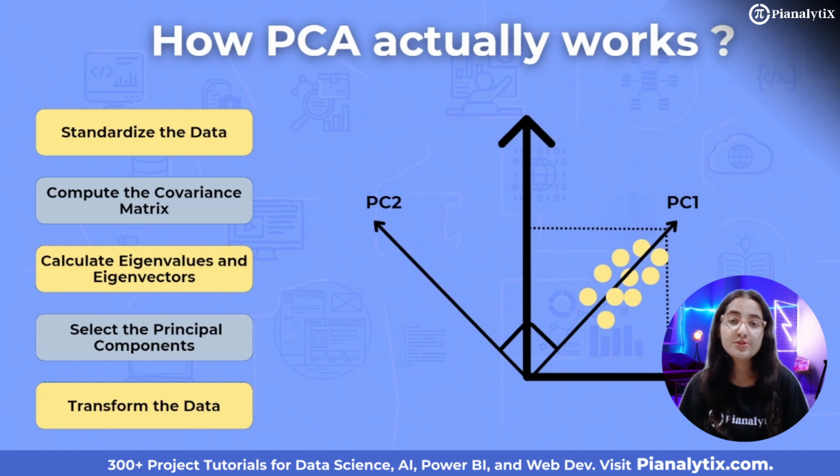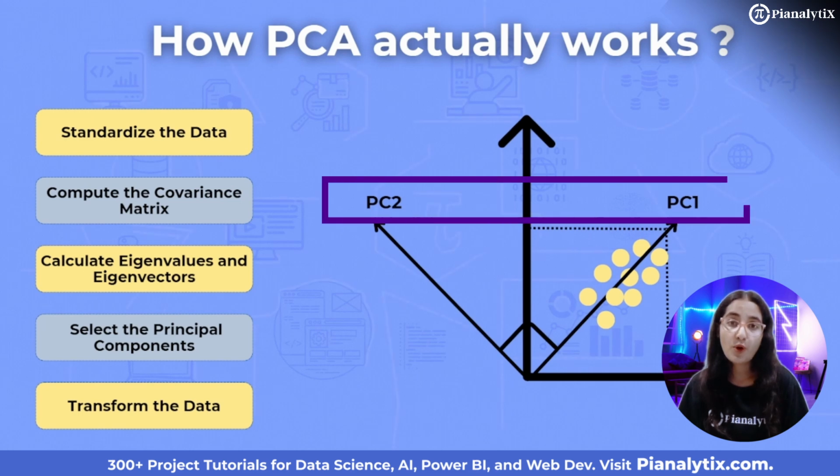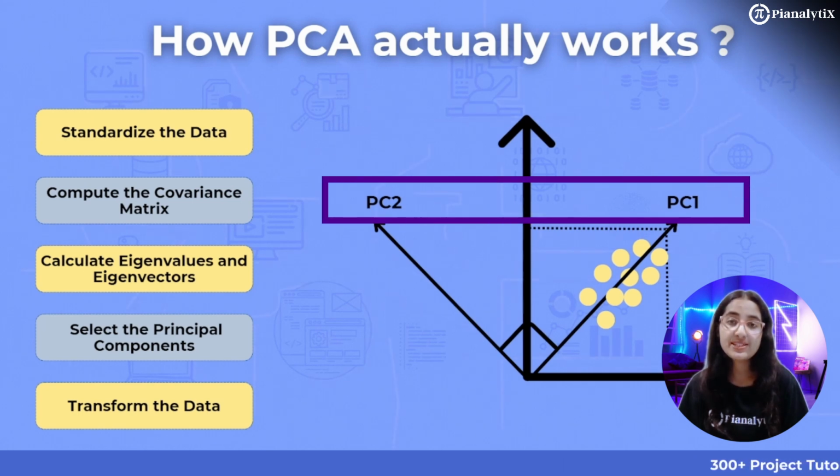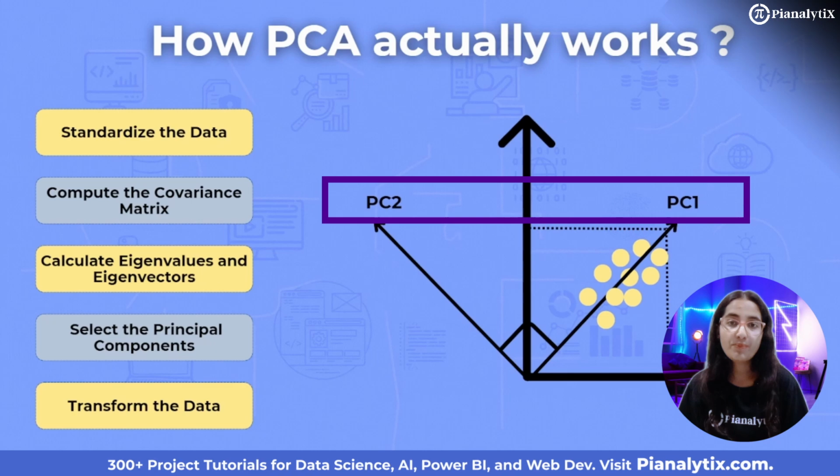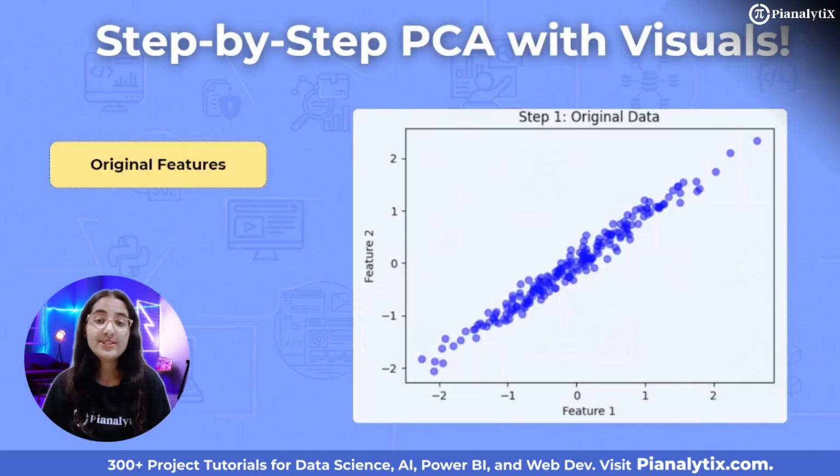Since you have reduced your dataset from 13 dimensions to 2, you can now plot in a 2D space using PC1 and PC2. This helps visualize the relationships in a simpler and more meaningful way. So, this is how PCA works. Now, let's understand PCA step by step through an example in a visualized way.